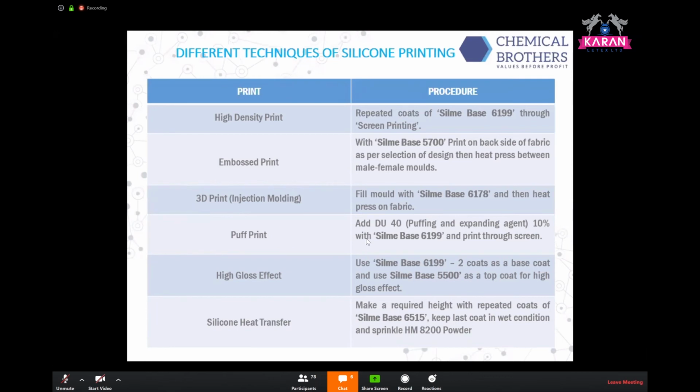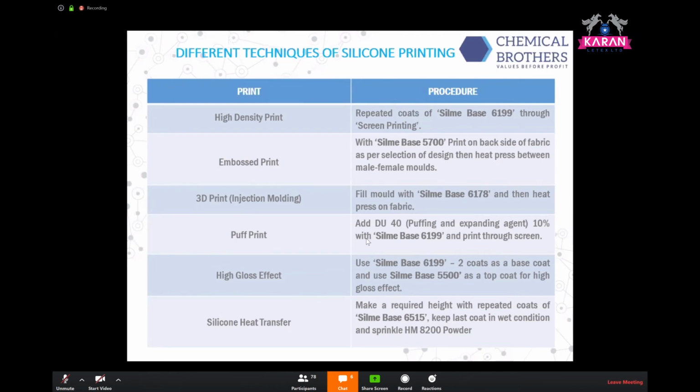Next, we have a 3D print, or we can call it an injection molding print. In that process, we simply fill the mold with Silme base 6178 with its ancillary products, and then heat press on the fabric. Then we get the ink placed on the fabric and get the 3D effect on that particular fabric. That is why we call it 3D print.